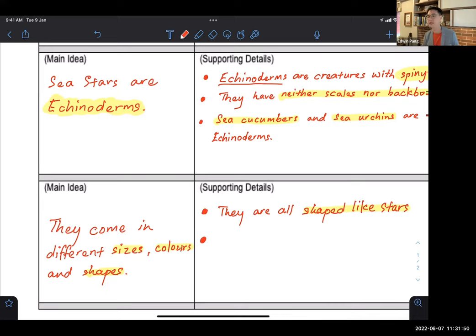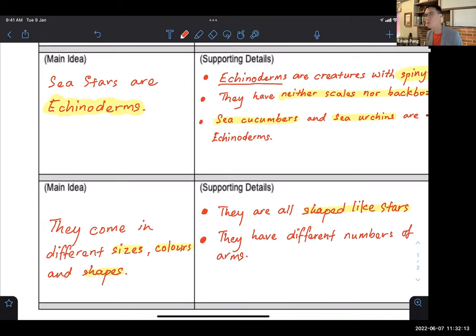Let's see if Rishana can get it. Number of arms they have. Very good, right? So the number of arms are different, right? Okay, they have different numbers of arms.